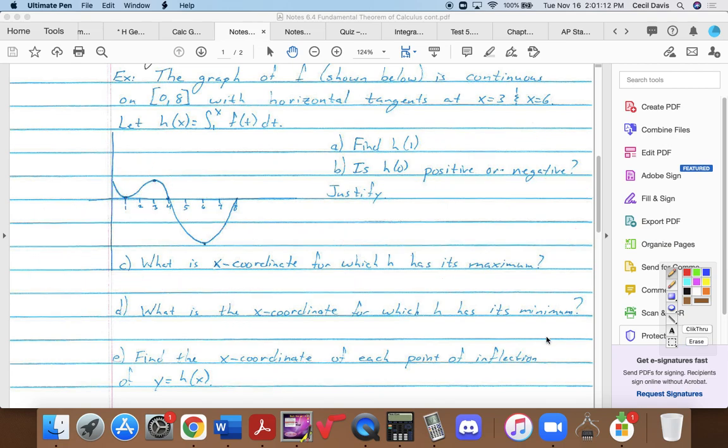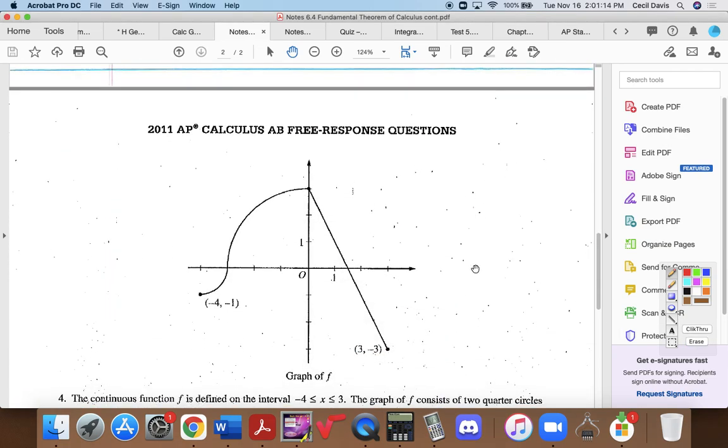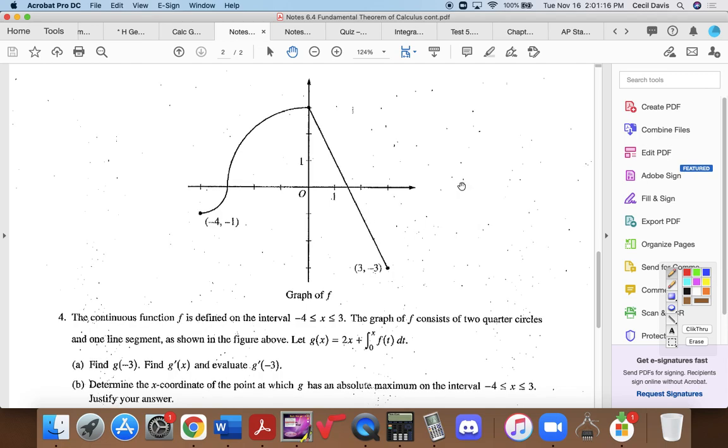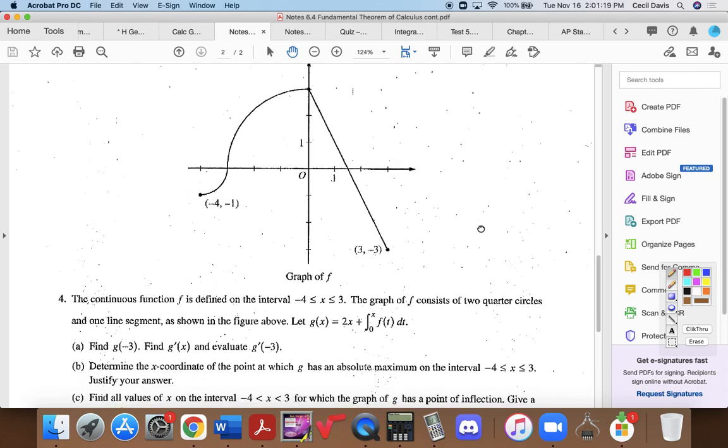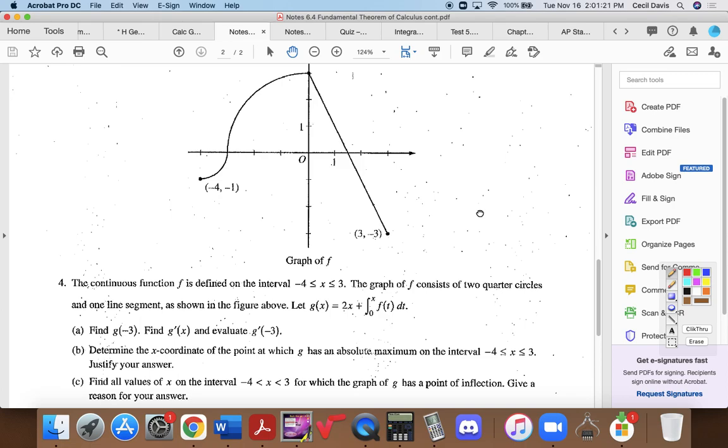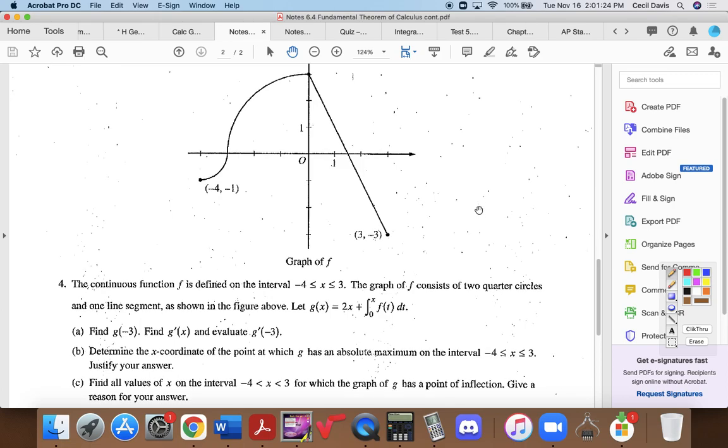All right. So flip over. Let's look at free response questions. So the continuous function f is defined on the interval from -4 to 3. The graph of f consists of 2 quarter circles and 1 line segment as shown in the figure above. Let g of x equal, oh gosh, it's not just an integral defined function, they've tacked on a plus 2x just to raise the degree of difficulty. I don't like that. Okay.